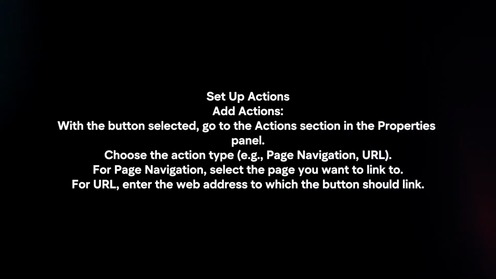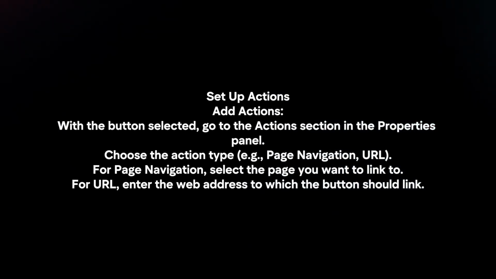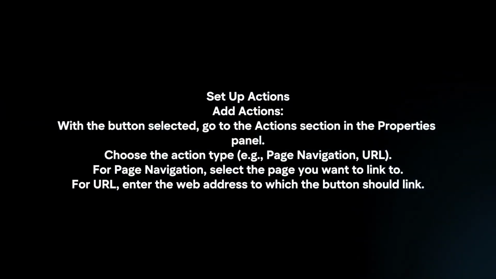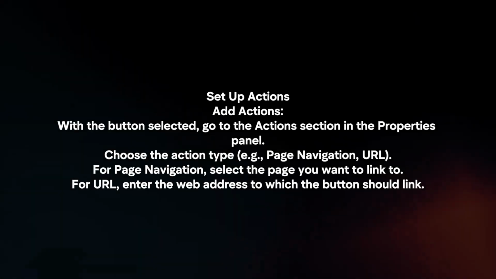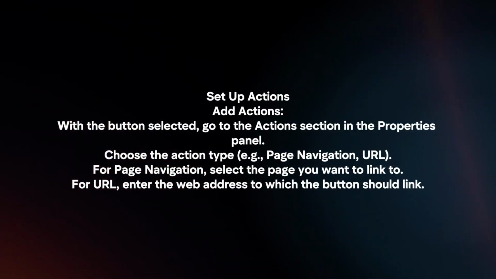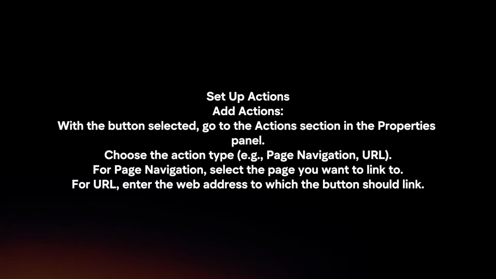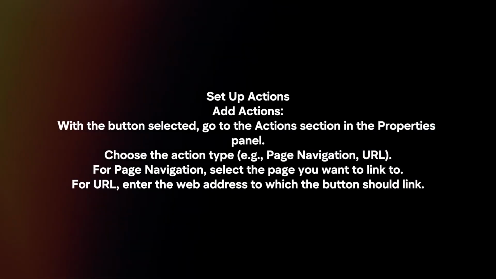Set up actions. Add actions. With the button selected, go to the Actions section in the Properties panel. Choose the action type. For page navigation, select the page you want to link to. For URL, enter the web address to which the button should link.